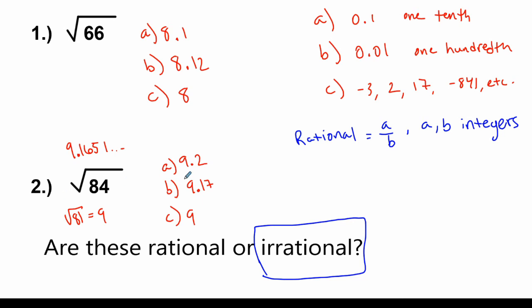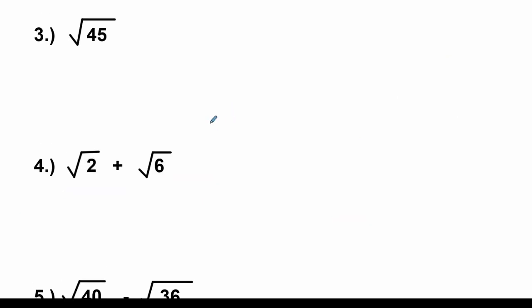Let's try a few more. Square root of 45. What do we think? Are they rational or irrational? Well, it's not a perfect square, so it's going to be irrational.